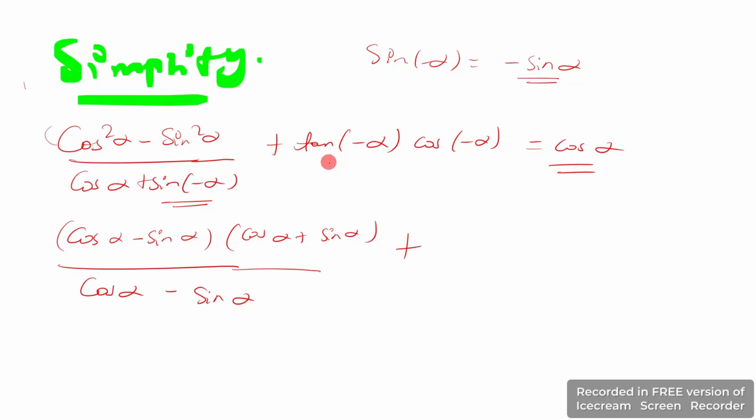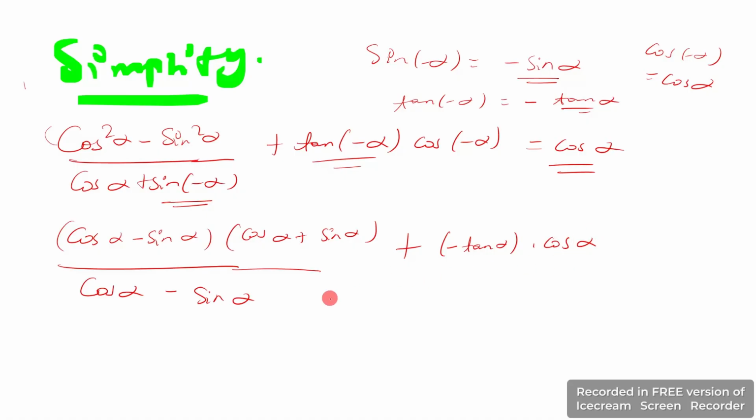Plus this one, tan minus alpha is equal to minus tan alpha, right? And cos minus alpha is equal to cos alpha. So this will be positive, this will be negative. So it will be minus tan alpha times cos alpha.